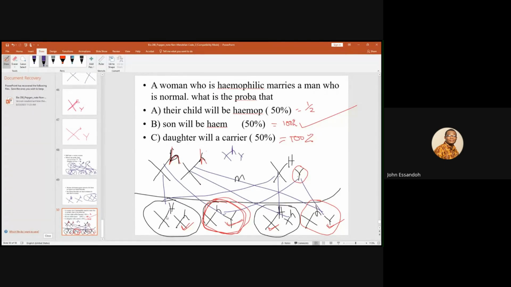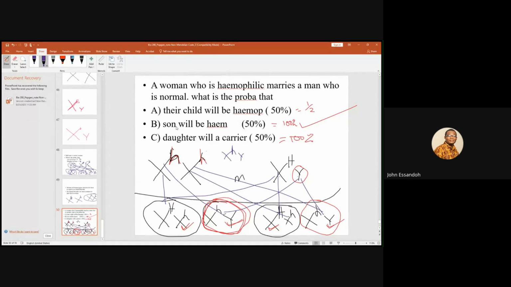Okay. So based on this, what do we have here? The first question I said, what is the probability that a child will be hemophilic? And you can see from here, all the girls are carriers and all the boys are hemophilic. So that gives us 2/4, which is 1/2, which is 50%.